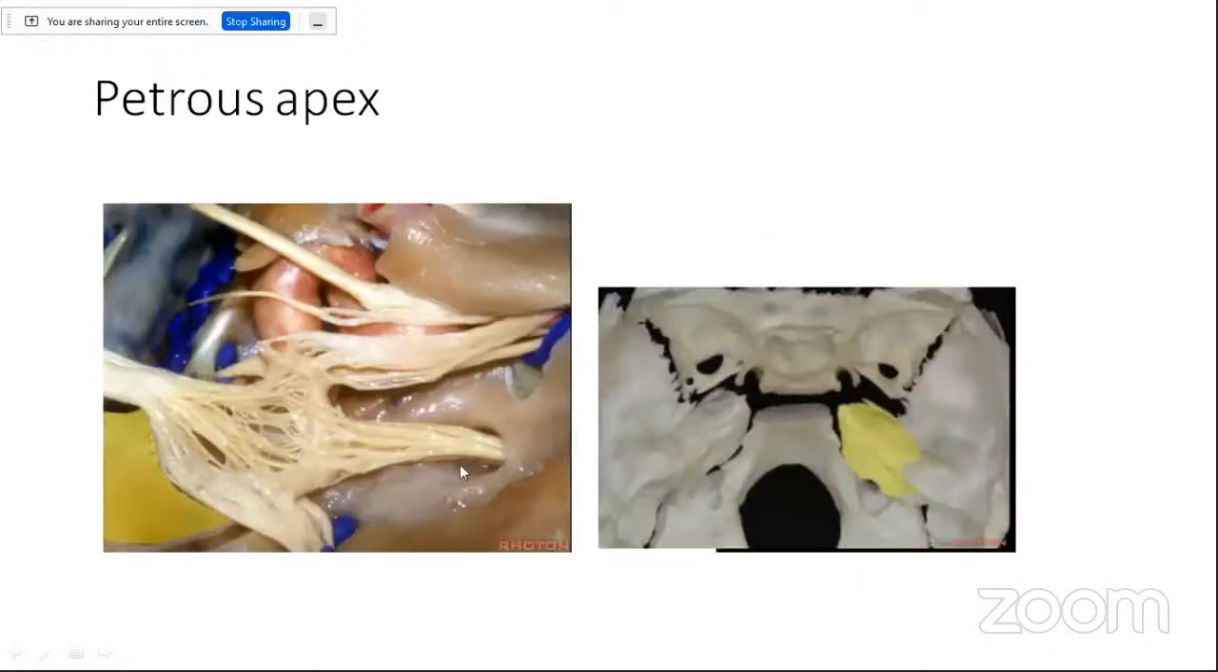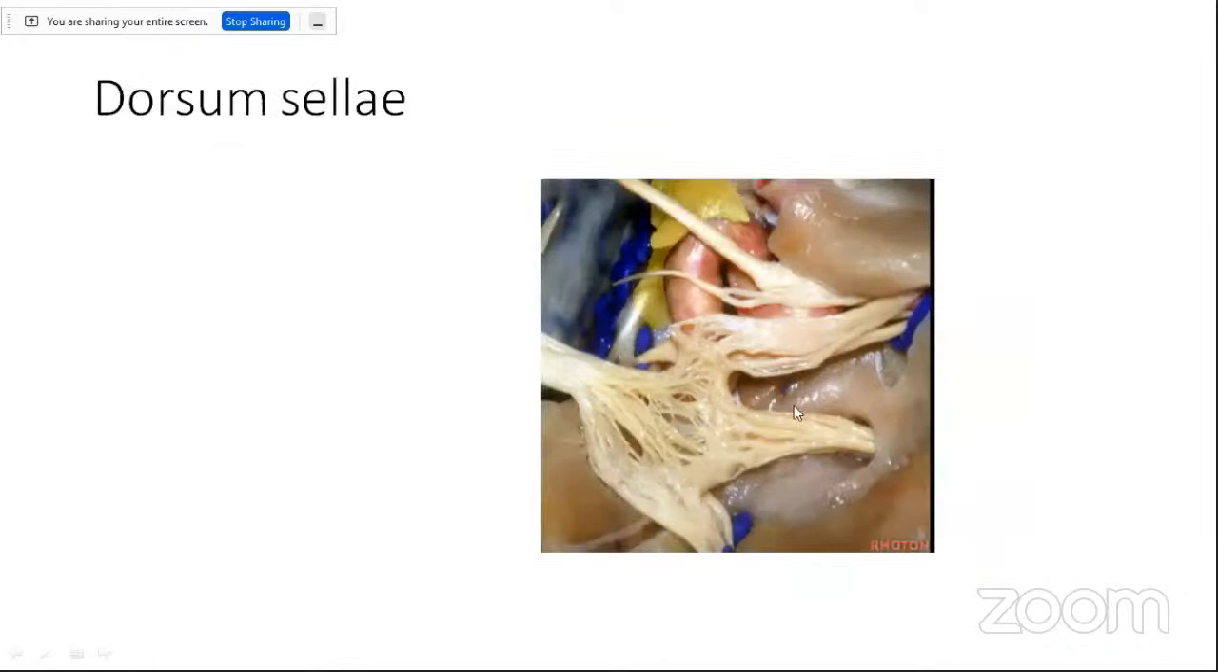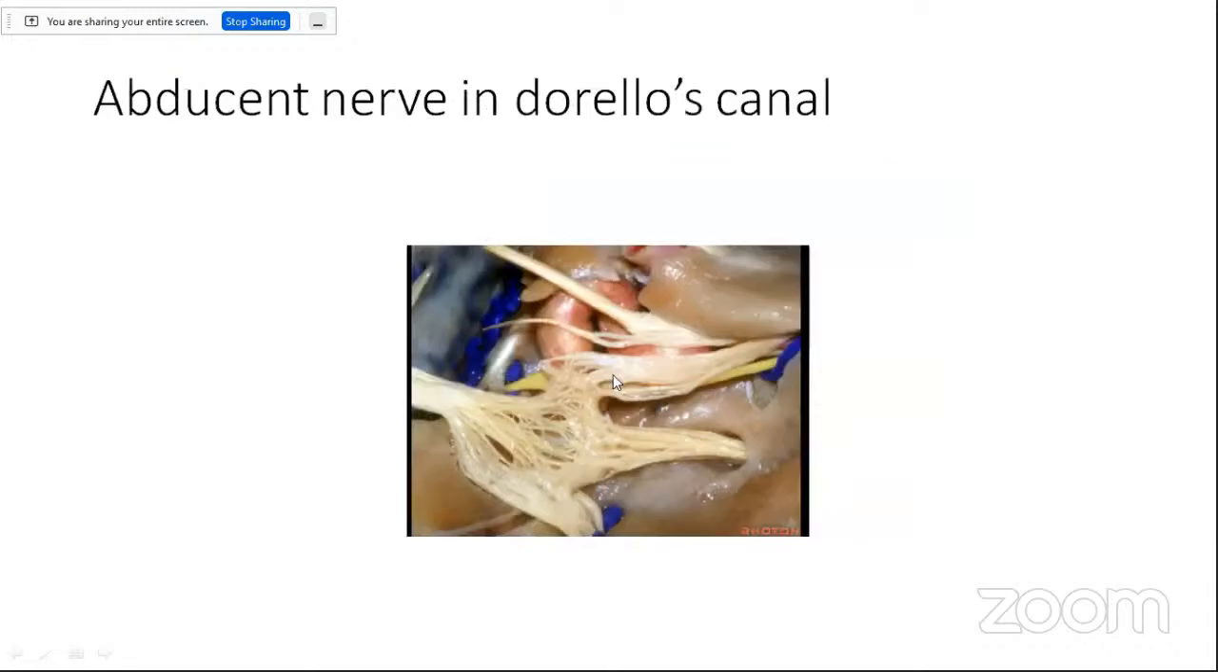We'll be seeing that again. This is the petrous apex, for instance, and this is the posterior clinoid process. This is the posterior clinoid process arising from the dorsum sellae. And here you have the ligament, and this forms a canal through which passes the abducent nerve. So this highlighted yellow colored structure is the abducent nerve within the canal, which is called the Dorello's canal.